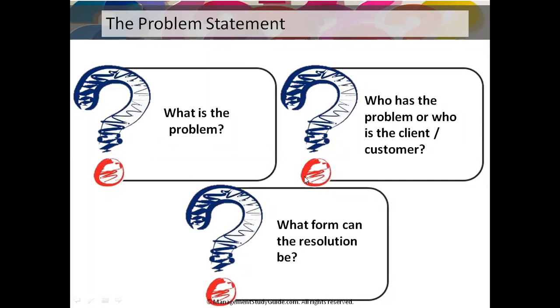A problem statement contains what is the problem, who has the problem, or who is the client or customer, and what form the resolution can take, or what form the solution can take.